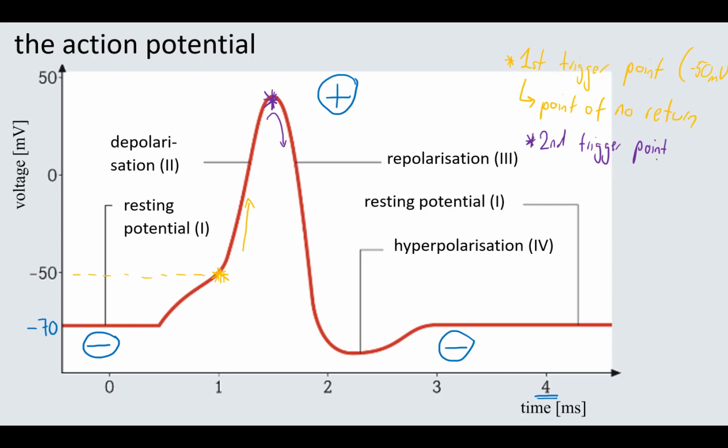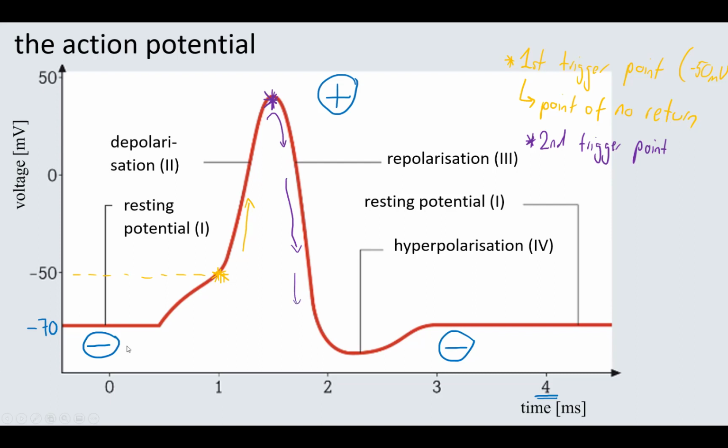After this, we go into the third phase of the action potential. And the third phase is the repolarization phase. So basically, once it's hit positive, it goes straight back to negative less than a millisecond later. And this drop of charge back towards the negative is caused by the potassium ions.